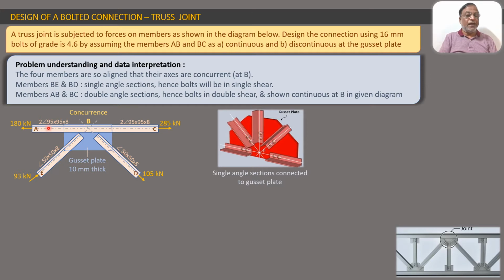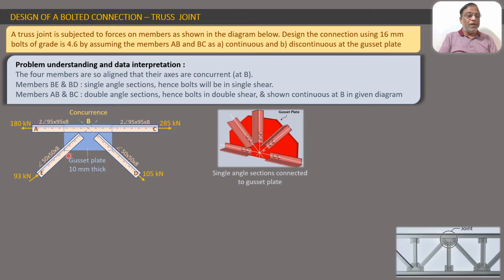2 ISA 95 by 95 by 8. Here 2 angle means Indian Standard Angle section, ISA. This 2 in the beginning indicates that these are 2 angle sections which are connected, one angle on this side of the gusset plate and the second angle on the other side of the gusset plate. From this view we are able to see only one angle, but from the other side also there will be another angle, and we will have this double angle section with the gusset plate in between. So this is about AB and BC.